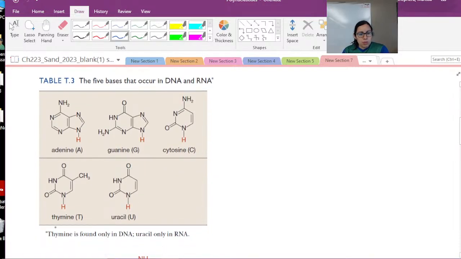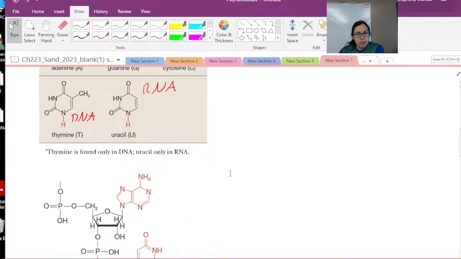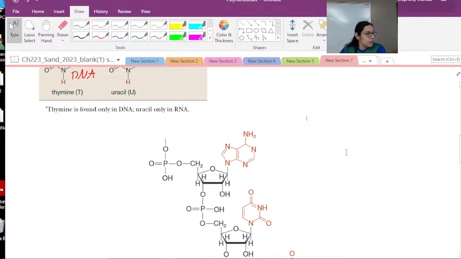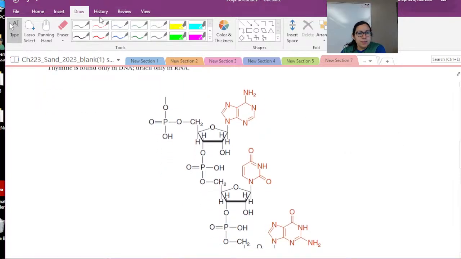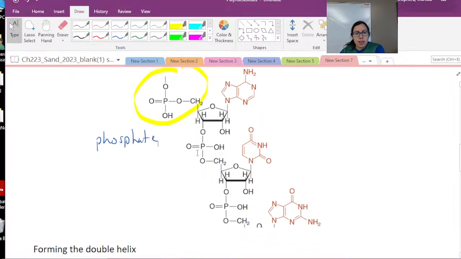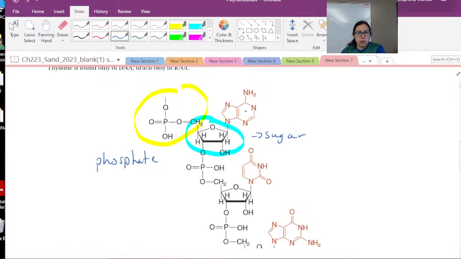And it mentions, so thymine is only found in DNA, and then uracil is in RNA. So DNA, RNA, I think you probably know that from biology. And so then we want to kind of identify the pieces of our DNA. And so of course right here is our phosphate group, so just identify that. And then right, our little ring here is our sugar. And then attached to our sugar is our base here.